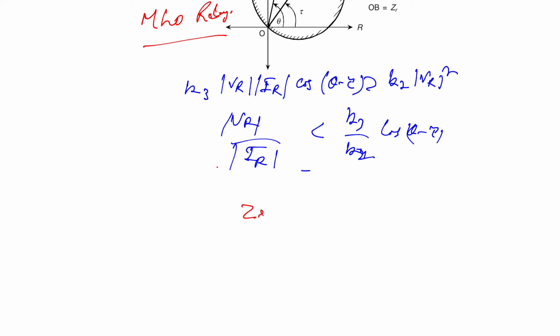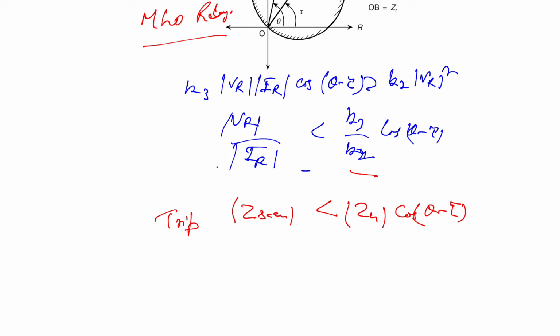Let us suppose that it is Z seen. So magnitude of Z seen is less than Zn cos of theta minus tau. In this case, we have assumed this as Zn. Then it will trip, otherwise it will restrain. So if Z seen is less than Zn cos of theta minus tau, then it will trip, otherwise it will restrain, and theta is the phase angle between the voltage and current which is fed to the relay.